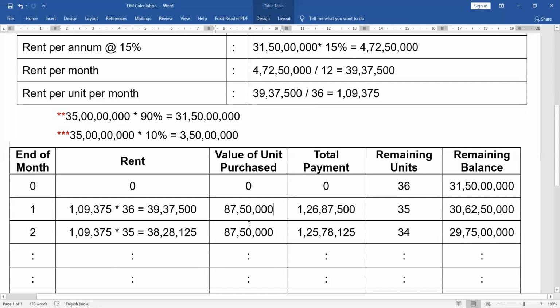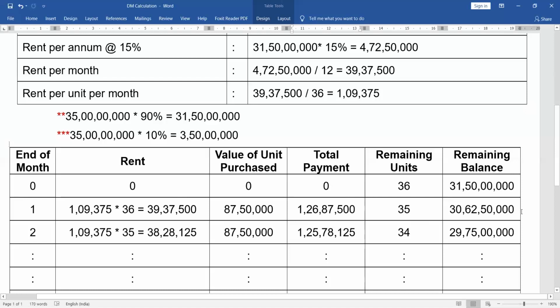Now the total payment is the value of the 1 unit purchased plus the rent. This rent plus the value of the unit purchased, the total payment, is 1,26,87,500. So 1 unit has been purchased by the customer. Now the remaining units left are 35 units only.